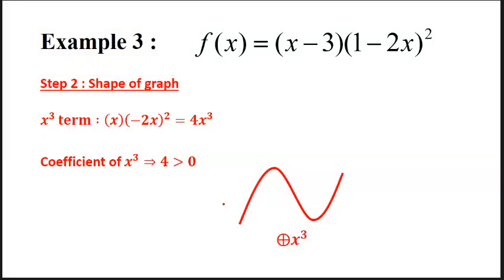Step 2 now, the shape of the graph. In this case, by the time we expand the x terms accordingly, we find out that the coefficient of x cubed is a positive value. So the shape of the graph will be in this form here, from sad to happy. So this is the shape of the graph where we have a maximum and minimum point.